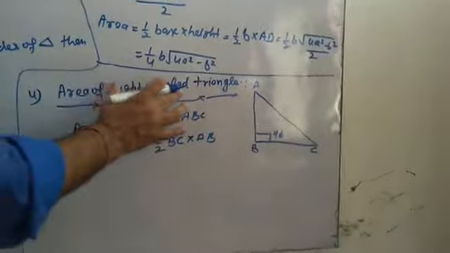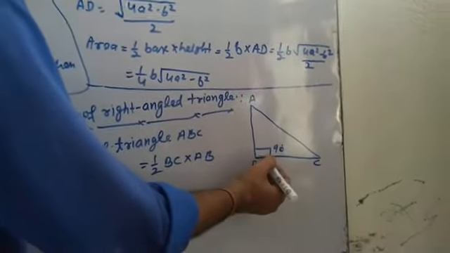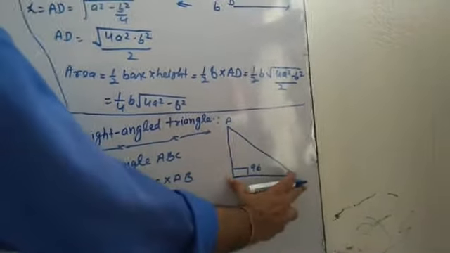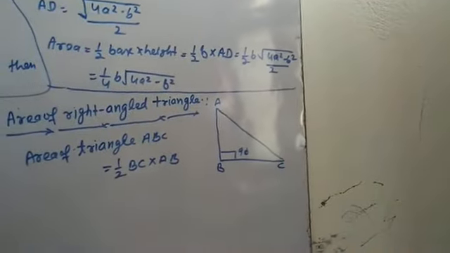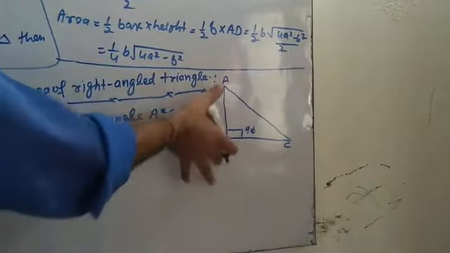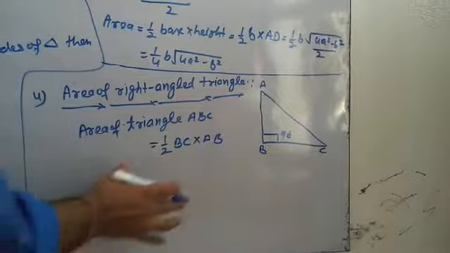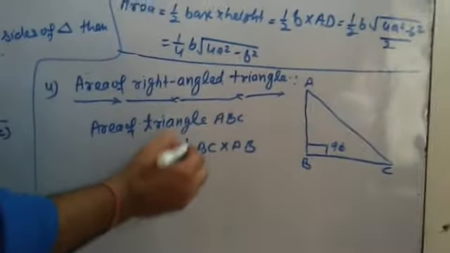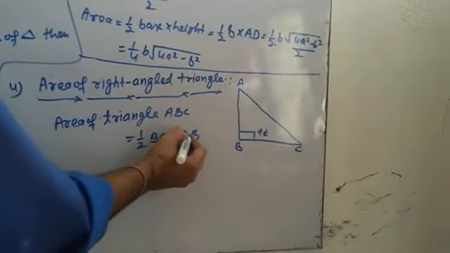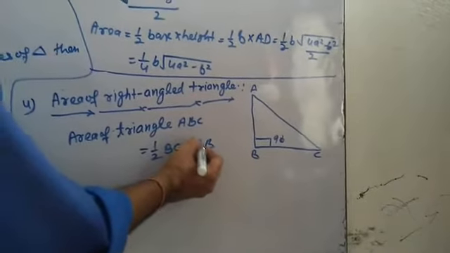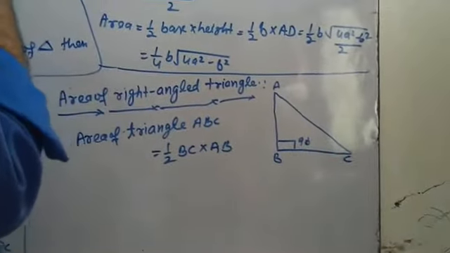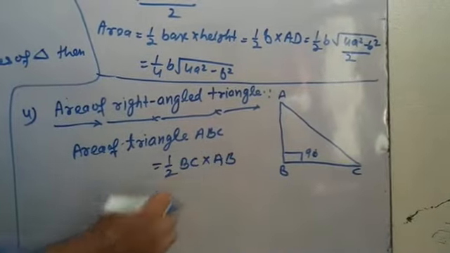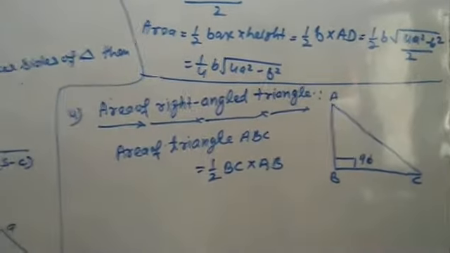Area of right angle triangle. One angle is right at B. We consider BC as the base and AB as the perpendicular on the base. Therefore, area of triangle ABC is equal to 1 by 2 base into altitude, or base into height, or base into perpendicular, 1 by 2 BC into AB.